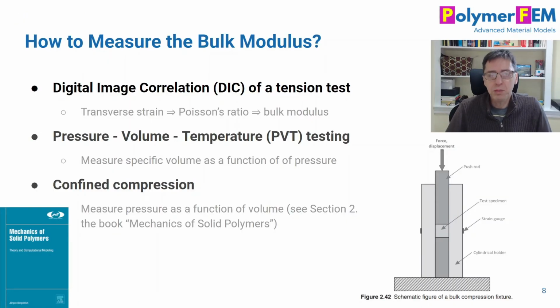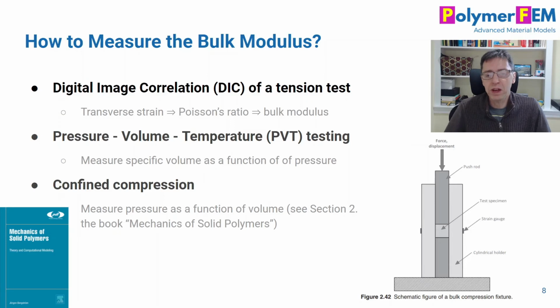If you want to measure the bulk modulus, there are different ways to do it. Here are 3 ways that I've used in the past. You can use digital image correlation, DIC, of a tension test, for example. In a DIC experiment, you measure the whole field of strains, so you can calculate from the DIC results the Poisson's ratio from which you can get the bulk modulus. This tends to be not super accurate at small strains, but it's a way to approximate the bulk modulus for your material. Another way to do it is to do a pressure volume temperature test.